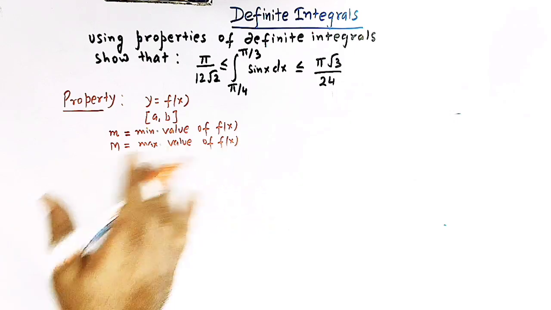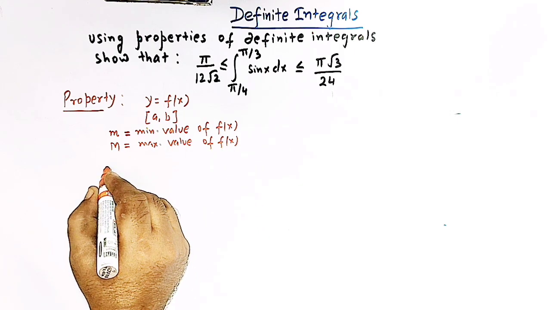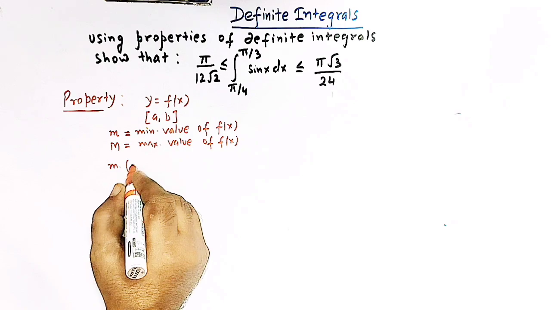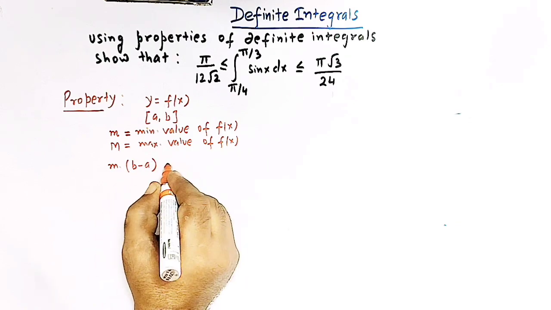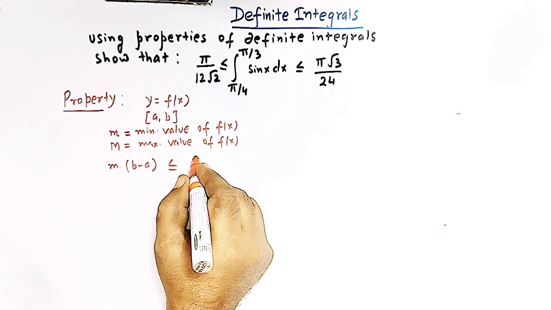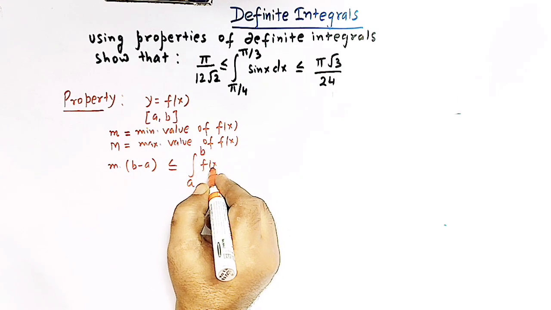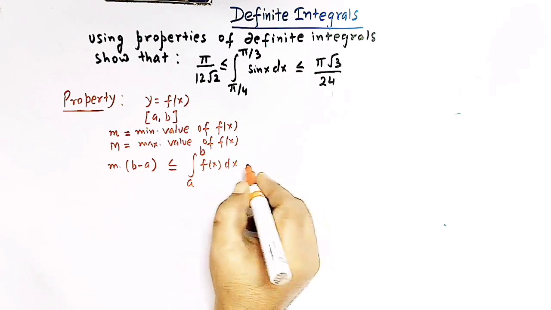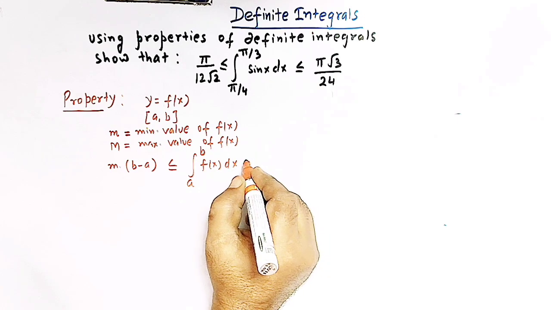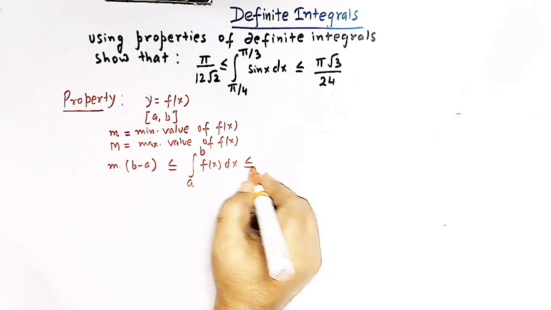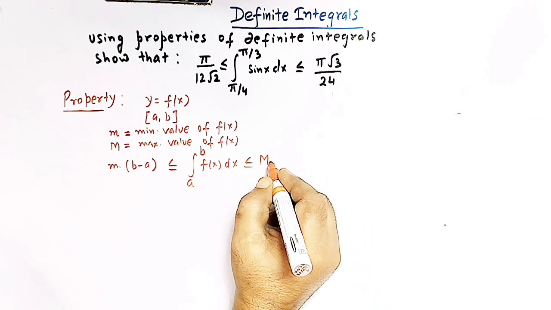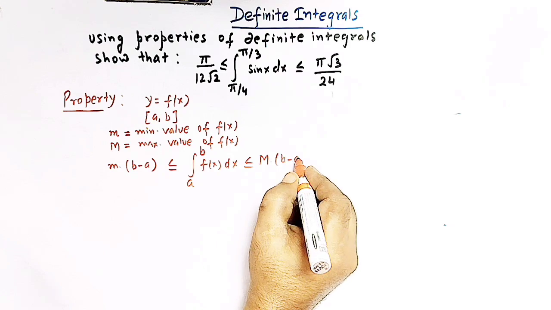So here we have the property that is m times b minus a is less than or equal to the integral from a to b, and here we have f of x dx, and this integral is less than or equal to capital M times b minus a.